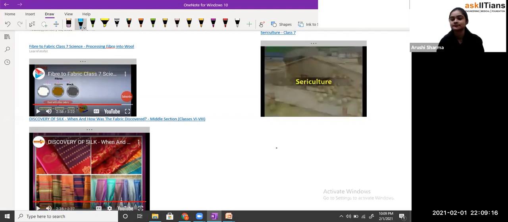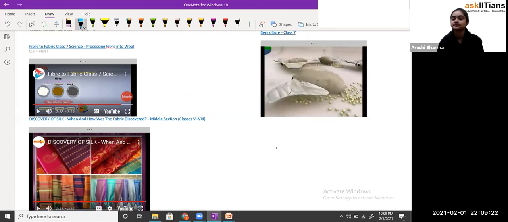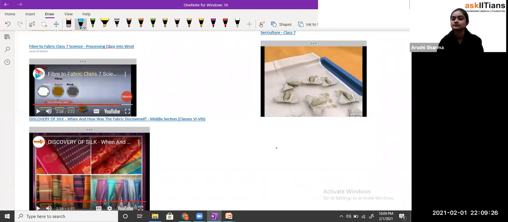Sericulture starts with laying of eggs by the silk moth. The adult yellowish-white female moth lays pinhead-sized, slightly yellowish eggs on a special paper set out by the silk farmer.